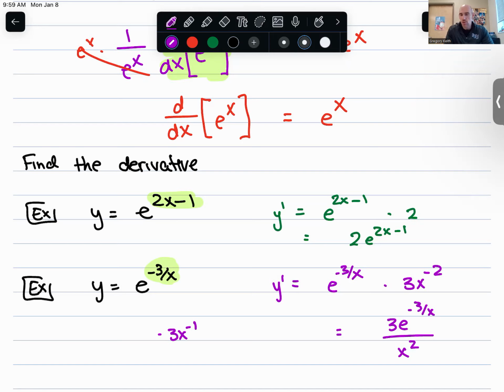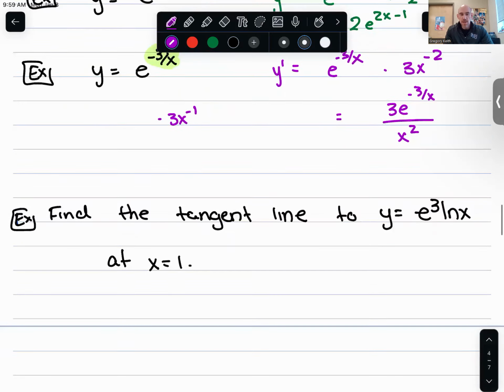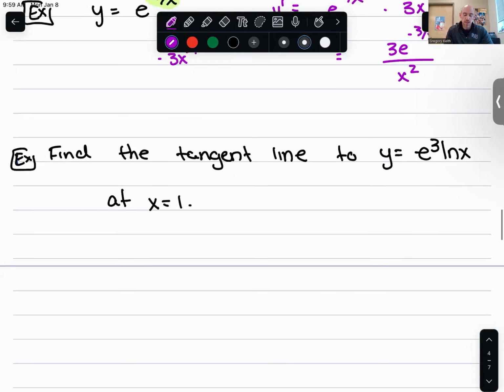So a lot of times it's just chain rule. The nice thing about e to a power, you're always going to get that e to the power of x somewhere in your answer. There's a lot of repetition with derivatives of e. Okay. So let's apply some stuff to this. Let's go ahead and find the tangent line to y equals e to the third natural log of x at x equals 1.